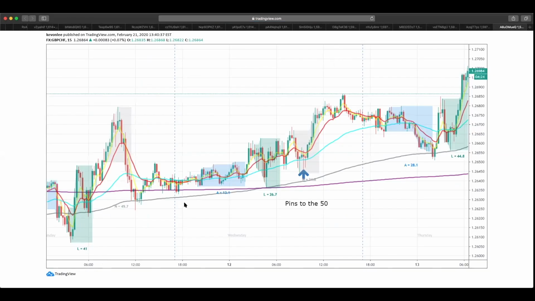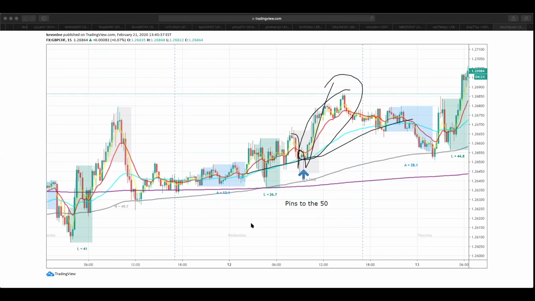All right, how about this one here? Pins to the 50. Would this be a good example of pins to the 50? It would be, right? So you have a continuation trade here where they're using the 50 as support here. Okay, so that's a good example.